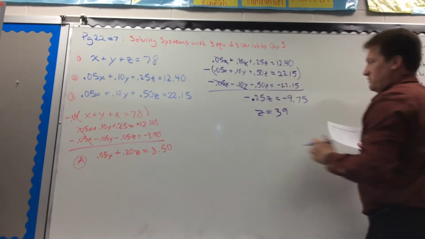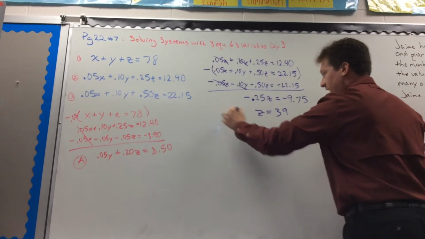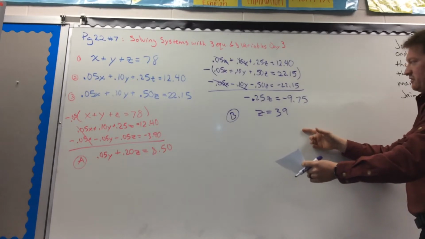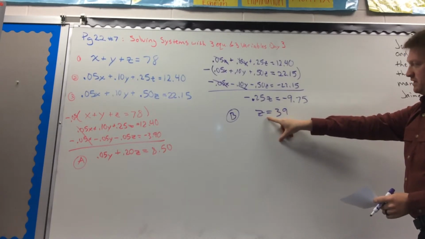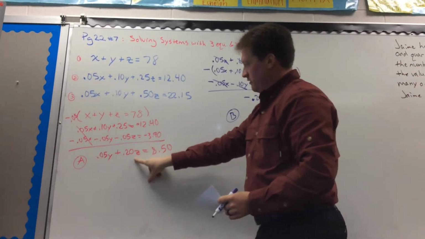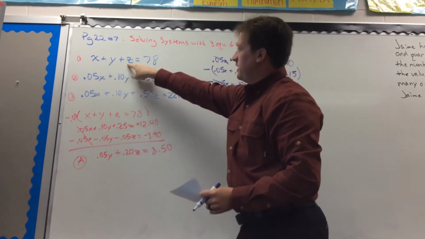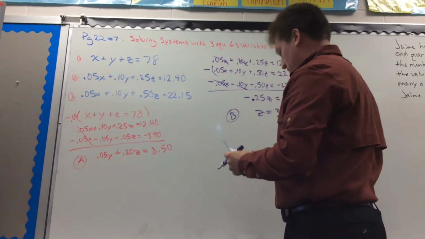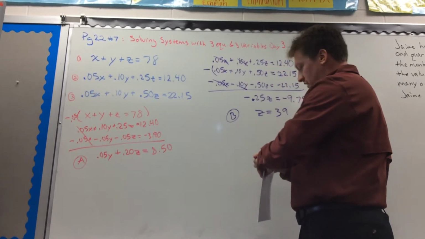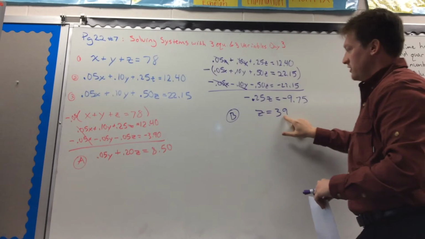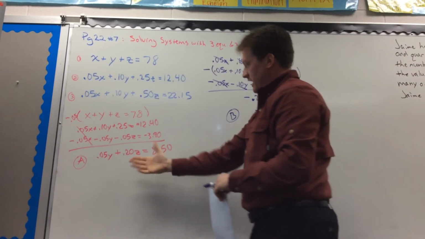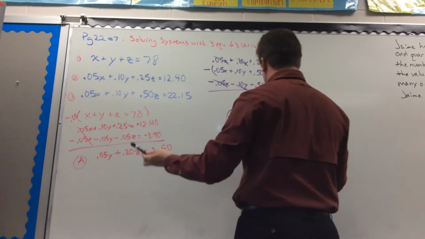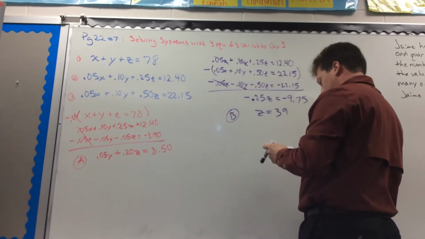Okay, well, equation B gave me an answer. So instead of having to do A and B together, I can just take my answer for B, put it here, find y, put it up here, and find x, and work my way backwards. So that's exactly what I'm going to do. I'm going to come back over to equation A, take 39 and plug it in right here, and then solve it. And then go to equation 1, plug in my two answers, and get the last answer as well.